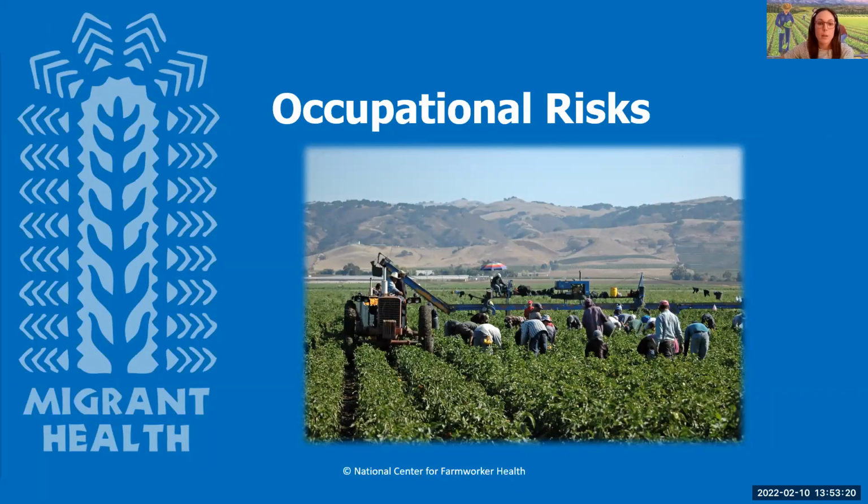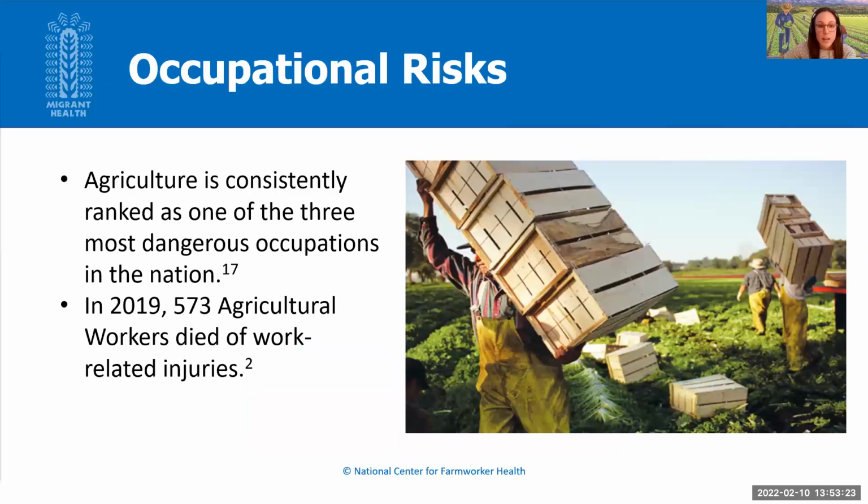So moving on to some occupational risks. As we can imagine, our agricultural work definitely has some occupational risks. Agriculture is consistently ranked as one of the 3 most dangerous occupations in the nation. In 2019, there were 573 deaths due to work-related injuries. Immigrant workers are often even more vulnerable to things like labor trafficking, where an employer may control the movement of their workers through threats, physical abuse, debt bondage, or other means. Agriculture has the second highest number of reported labor trafficking cases in the US.